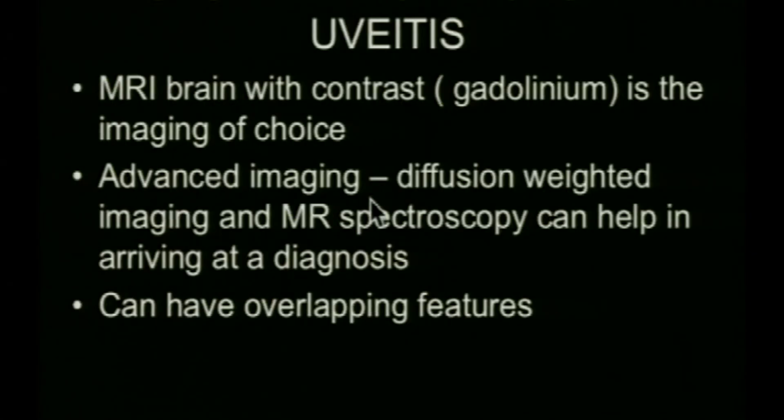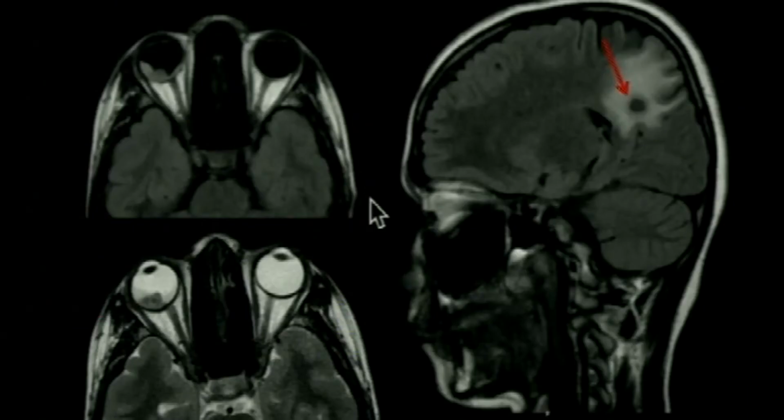Coming to CNS manifestations in uveitis, you have to do an MRI with contrast. Okay, it should not be a plain MRI. Advanced imaging like diffusion weighted imaging and MR spectroscopy can help you arrive at a diagnosis, because there are considerable overlapping features. So I'll just run through a few cases.